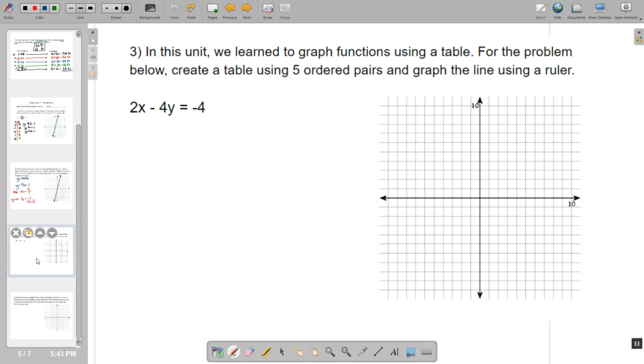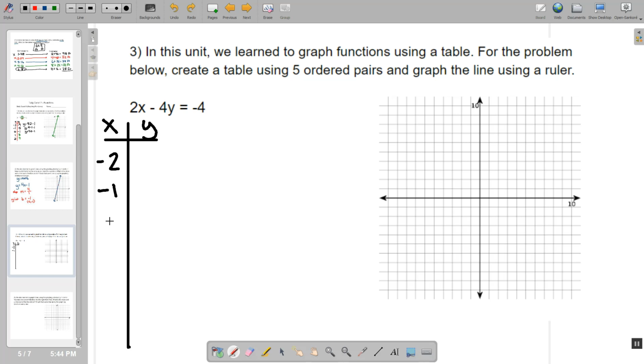In this unit, we learned to graph functions using a table, but now the function is substantially more difficult. We still want to make our table of -2, -1, 0, 1, and 2 for our x value. But when we plug this in for x, it doesn't give us nearly the same level of answer that we had before.